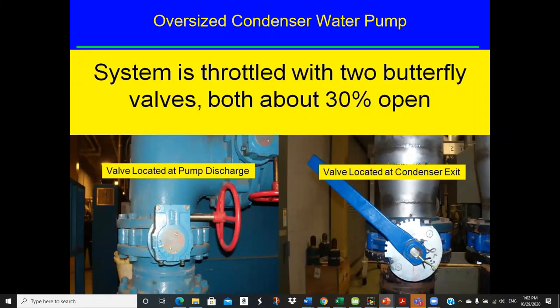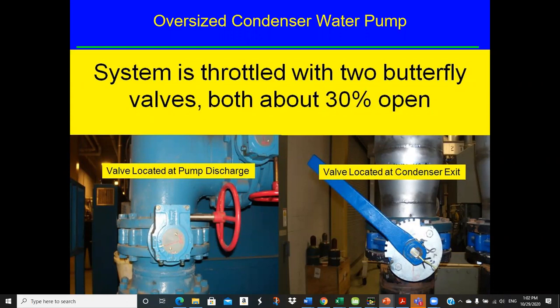I can't pull up the company name right now, but they had two chillers. They took out one chiller, and they didn't want to change the pump. So they said, we'll just throttle it, because you can only put so much flow through a condenser on a chiller. You'll damage it. And so they throttled it.